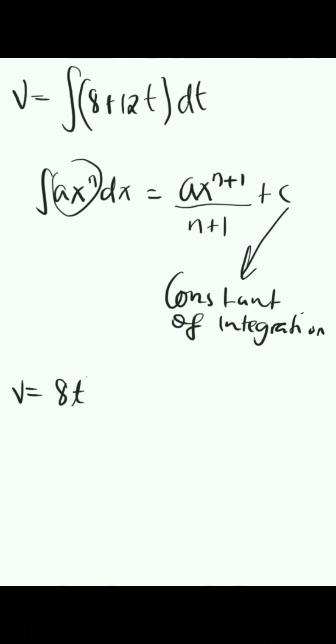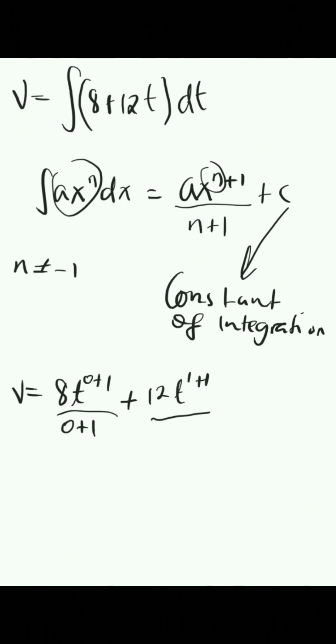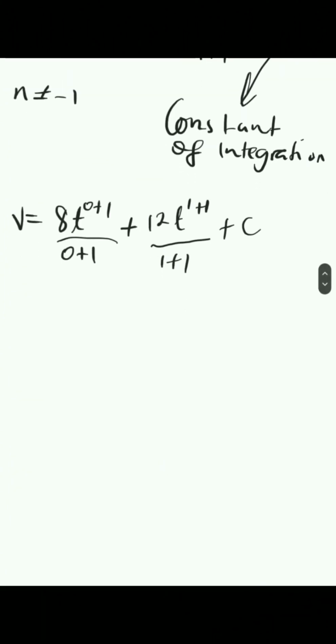So we're going to say 8 is the same as 8 multiplied by t to the power 0, because t to the power 0 is 1. To the power of t, which is 0, we're going to add a 1, then we're going to divide by the same. Then from there we add 12t, where n is not supposed to be negative 1 because the quotient would be undefined. So to t we add a 1, then we divide by the same, then we add a constant of integration.